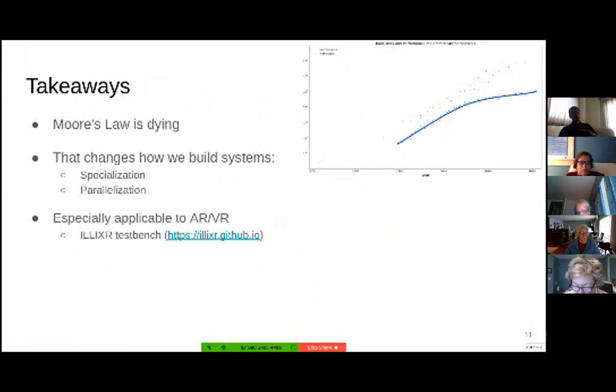That insight fundamentally changes how we build systems. We now care a lot more about specialization and parallelization than we did before. And these two techniques are especially applicable to the AR/VR space, for which I, with my research group, have built out this test bench so that we can test out solutions to those two problems and hopefully generalize them beyond AR/VR. That's the end of my talk.